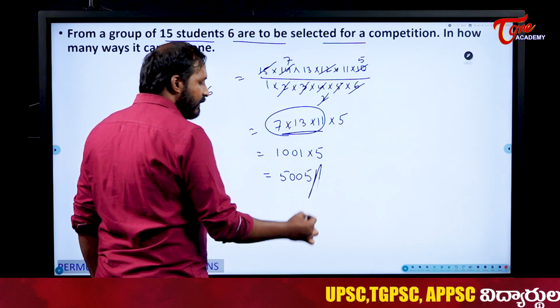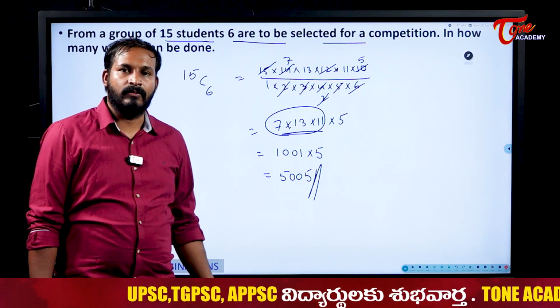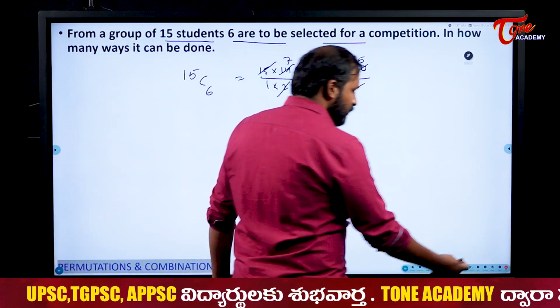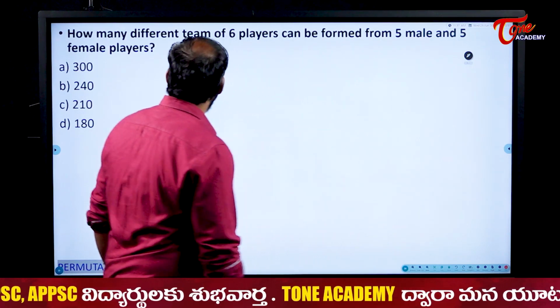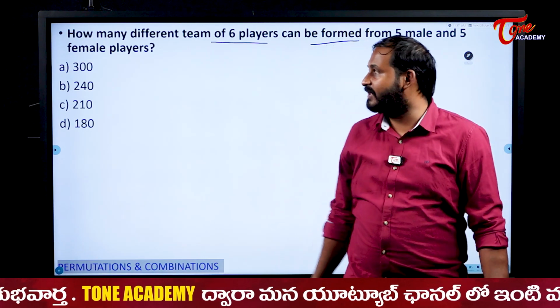5005. This becomes 5005. Okay, this is how we are going to solve the problems from this combinations concept. Okay, next one. How many different teams of 6 players can be formed from 5 male and 5 female players?